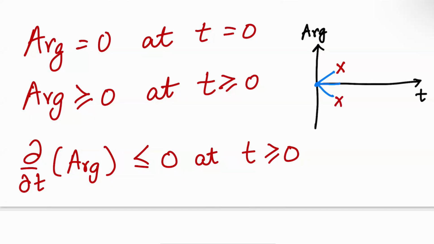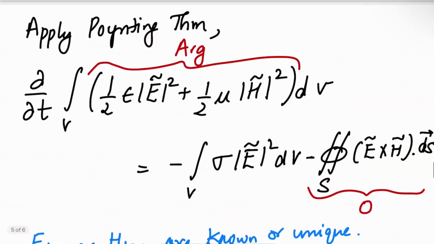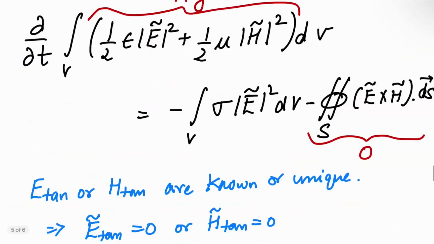This is not allowed because of the third condition, and that is not allowed because of the second condition. We know the argument is always greater than or equal to 0, so it's not allowed to be greater than 0 and not allowed to be less than 0. The only value it can take, starting at 0, is to remain at 0 for all time. That implies E tilde equals 0 and H tilde equals 0 for all time. That's the only way for this entire argument to go to 0: both E tilde and H tilde have to be 0 for all time.